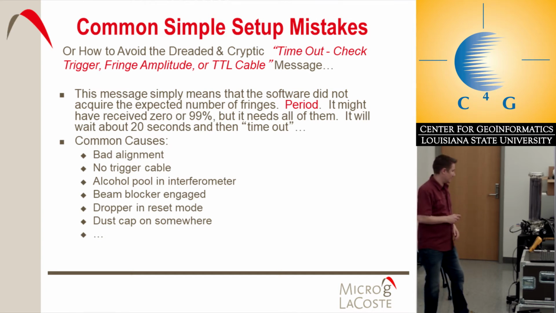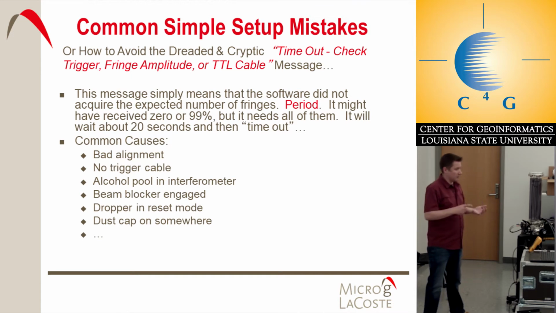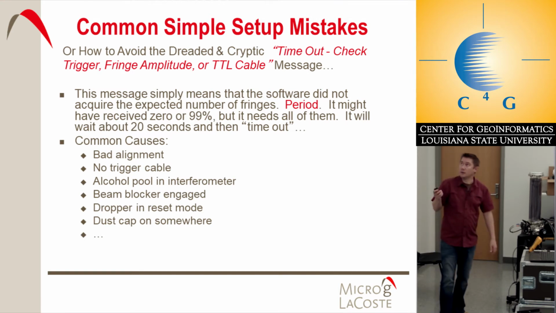That left the beam blocker in. So if the beam blocker is in, or the alcohol pool, you left the alcohol pool in there. Or the TTL cable was in the wrong spot. You know how yesterday afternoon we plugged it into the sign. If we did hit go at that point, it would lift, drop, not get any fringes because it was going to the wrong place, and then would time out. So you'll see this timeout number.